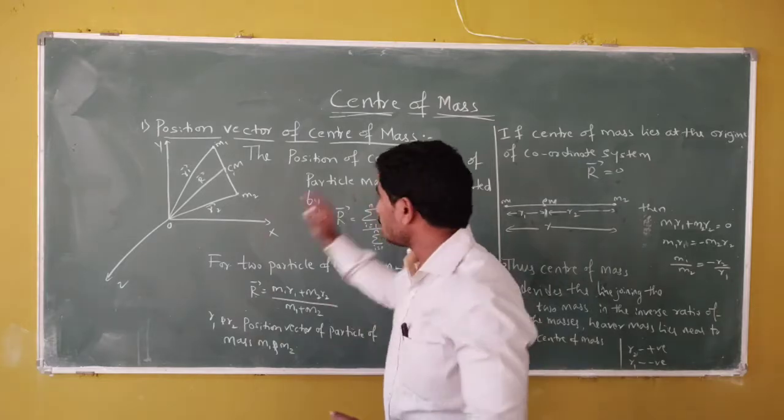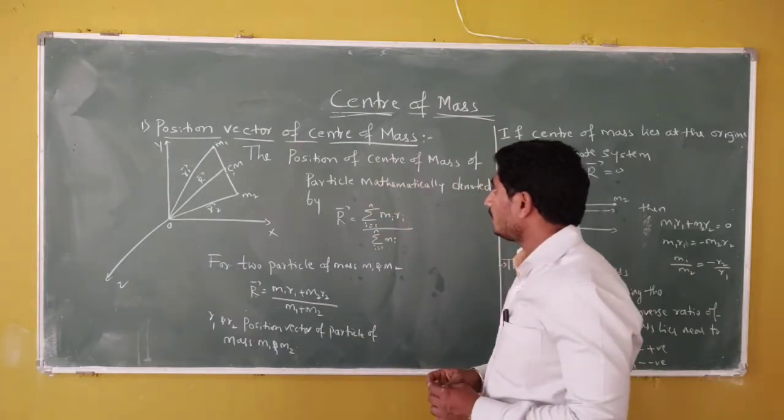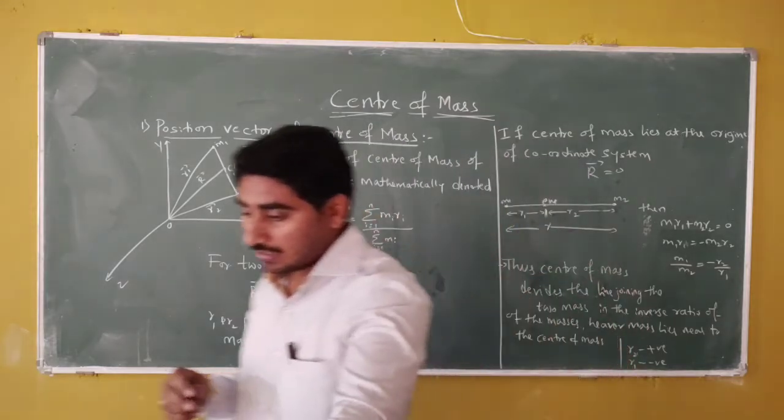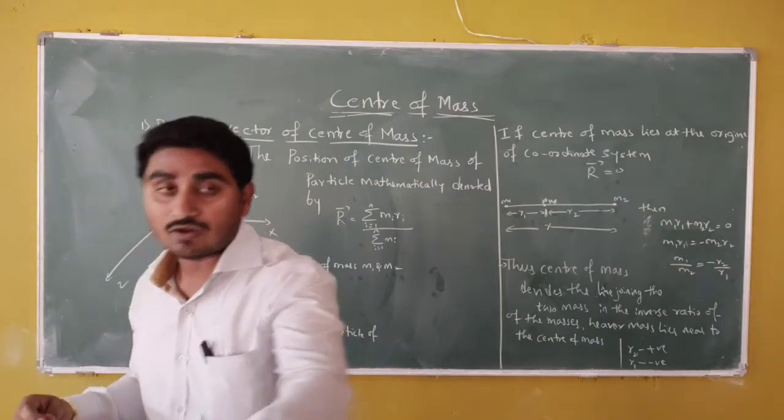Next one is the velocity of the center of mass.